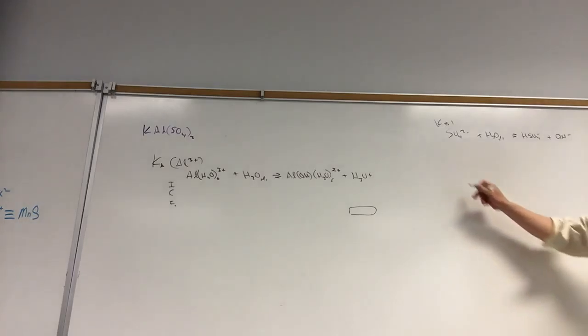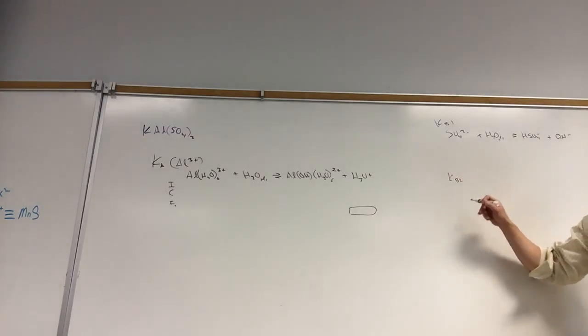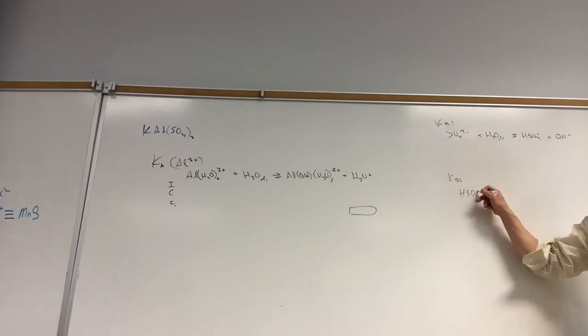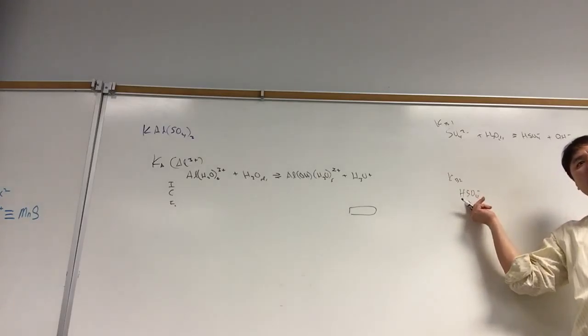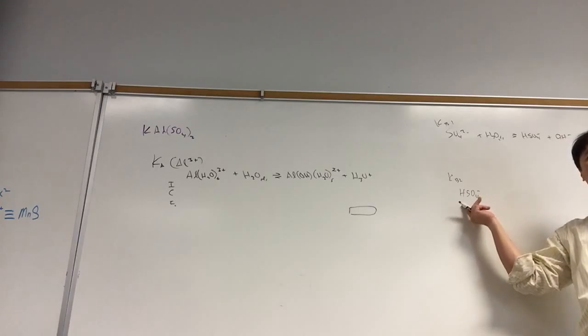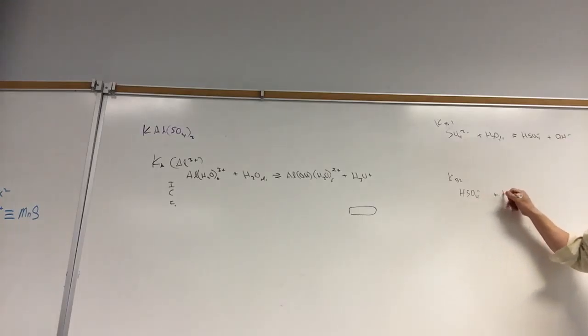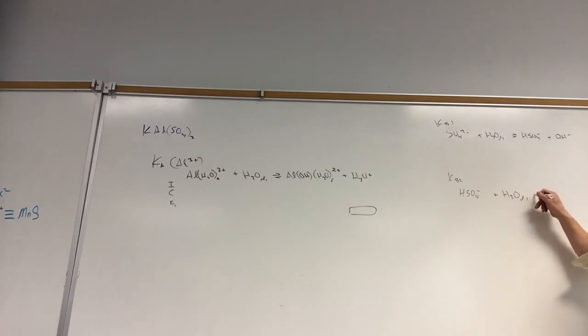And then if we go to Kb2, Kb2 is going to be HSO4 minus. Now, HSO4 minus is the conjugate base of sulfate? No. This is the way you figure it out. If it's a base, bases do what? Bases accept a proton. If HSO4 minus accepts a proton, then it forms H2SO4. So that's the conjugate acid. And so this is the conjugate base of H2SO4.